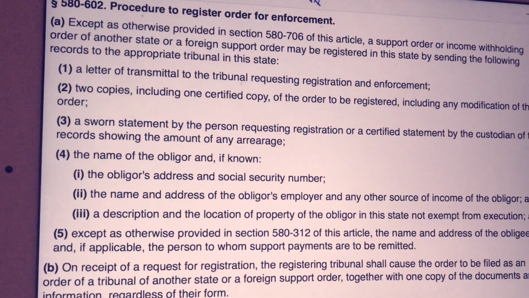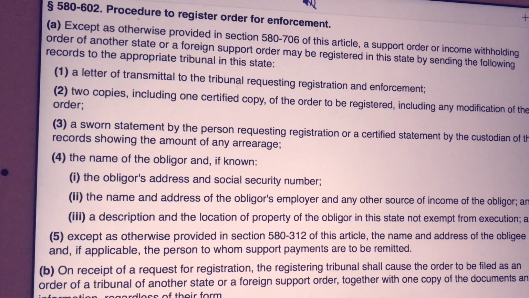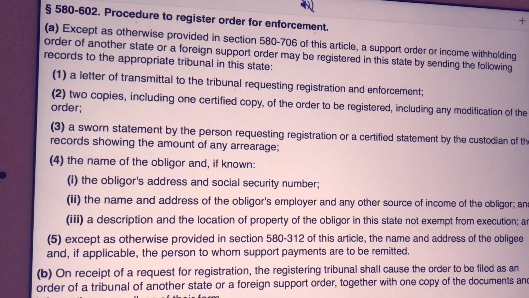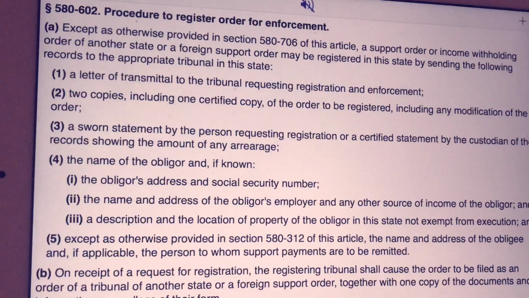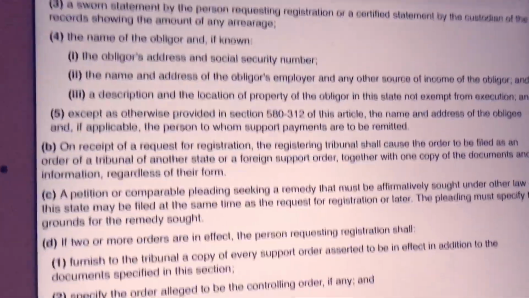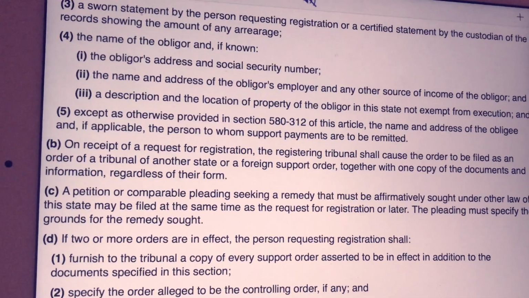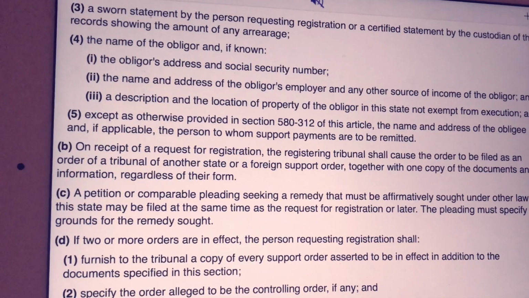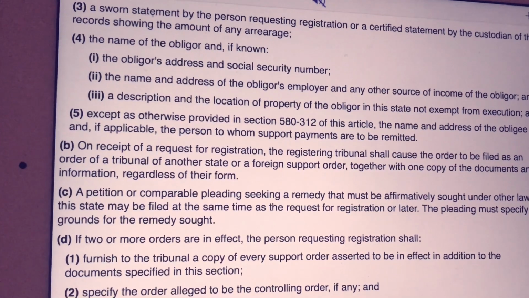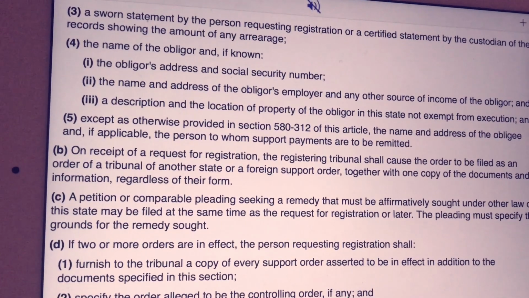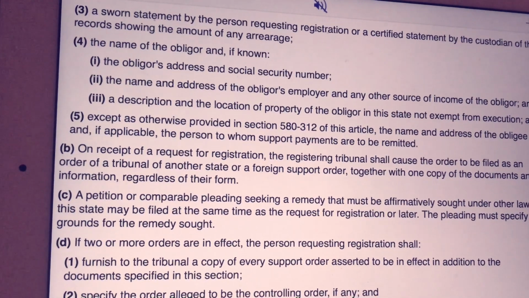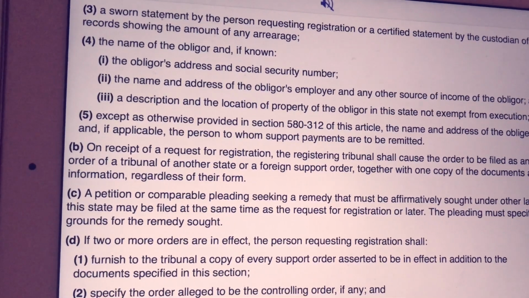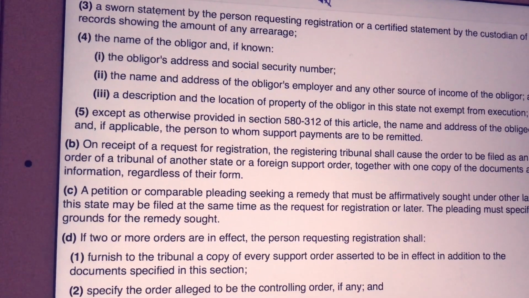C. A petition or comparable pleading seeking a remedy that must be affirmatively sought under other law of this state may be filed at the same time as the request for registration or later. The pleading must specify the grounds for the remedy sought. D. If 2 or more orders are in effect, the person requesting registration shall 1. Furnish to the tribunal a copy of every support order asserted to be in effect in addition to the documents specified in this section. 2. Specify the order alleged to be the controlling order, if any. And 3. Specify the amount of consolidated arrears, if any.